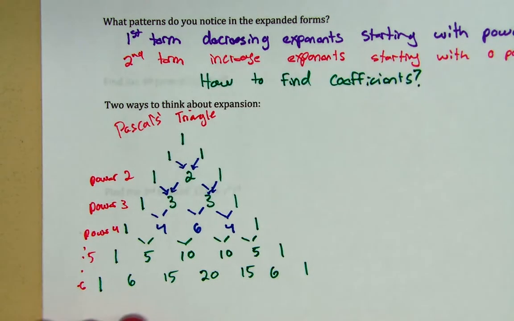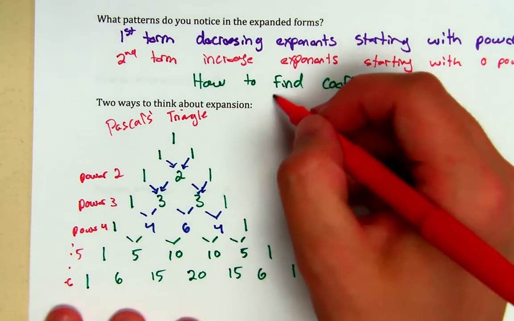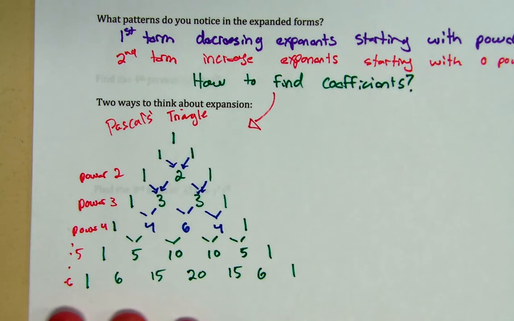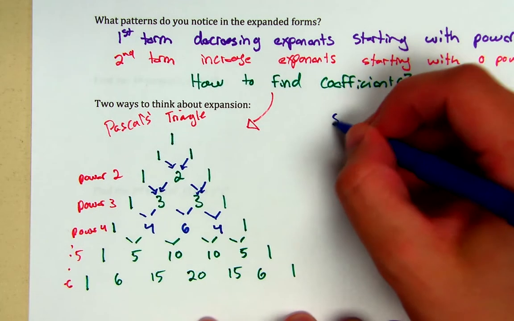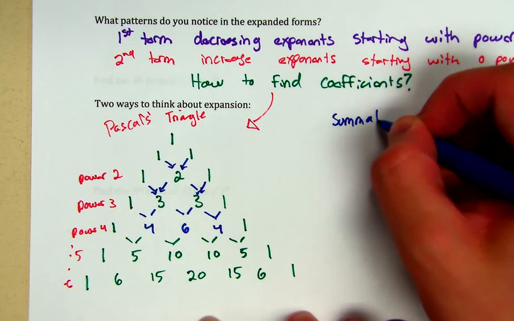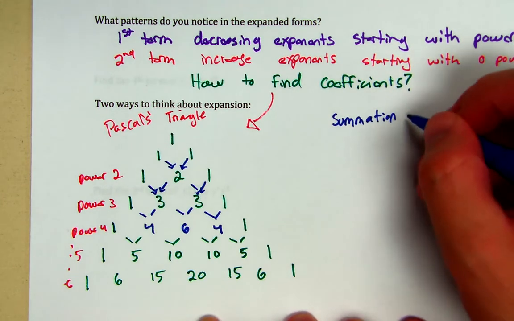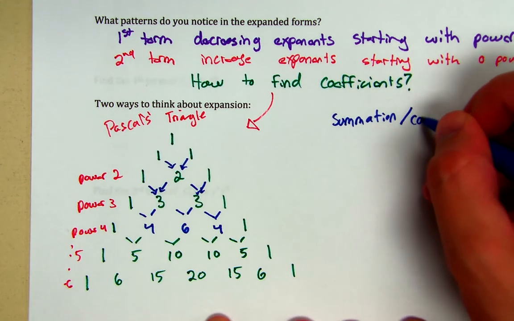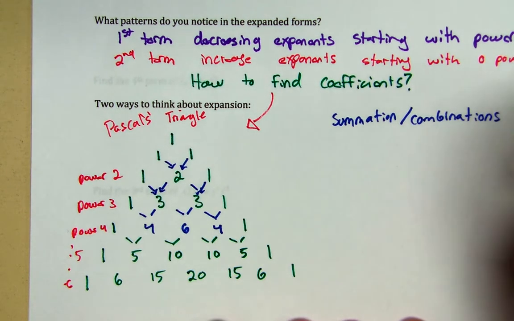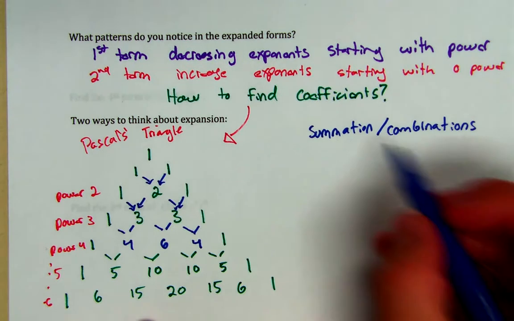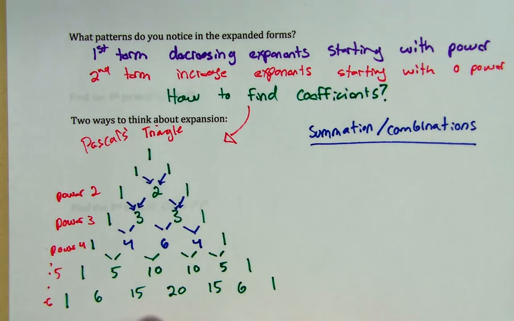This is one way to think about how to get the coefficients on expansion. The other way is to think about this as a summation. So number 2 would be thinking about it as a summation. And I'm going to call it combinations, and that's a little bit of a preview of what you're actually going to learn in the next chapter, combinations.